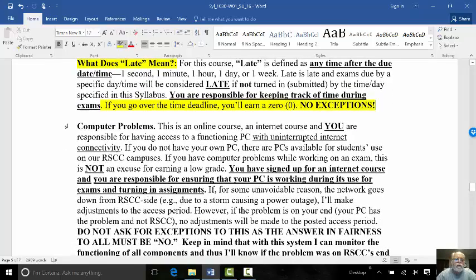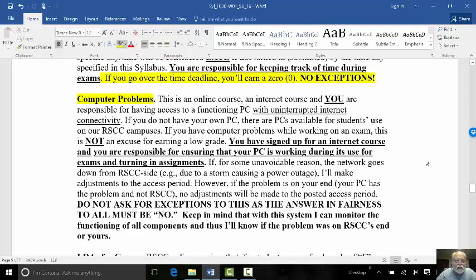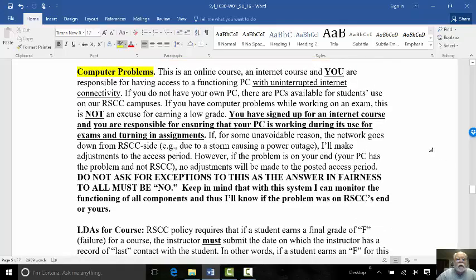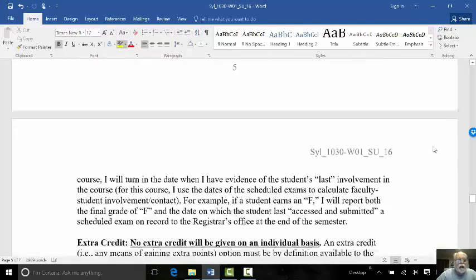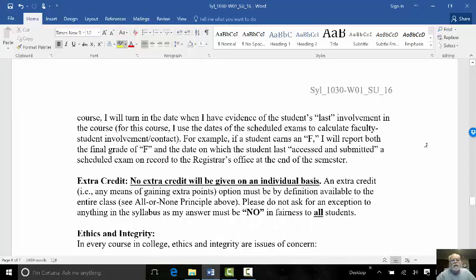Here's another thing. If you've got a computer problem, don't contact me and say, oh, I've got a computer problem. What can you do about it? I can't do a thing. I don't see your computer. I can't make adjustments to it. So please, this is an internet course, an online course. So you are responsible for making sure everything goes right. So please watch and be responsible for your computer. LDAs, that's another thing. Send me an email. I'll send some emails out about that.